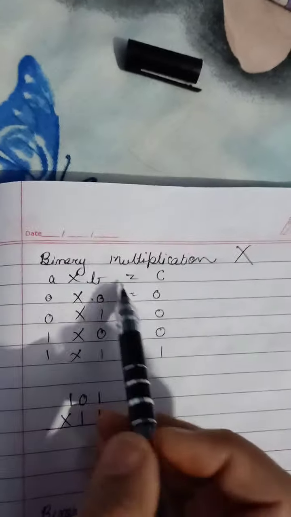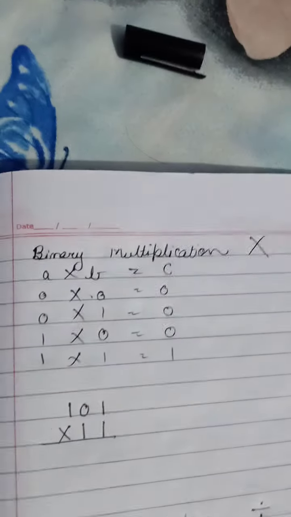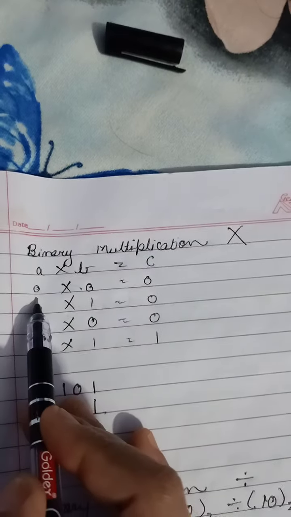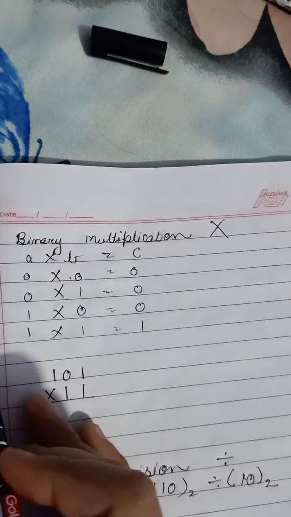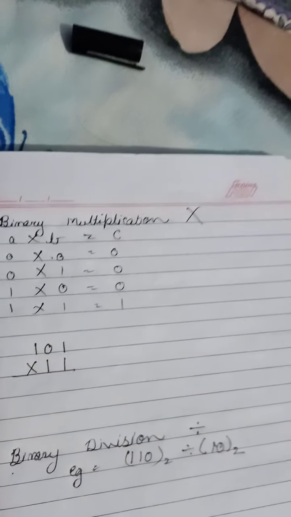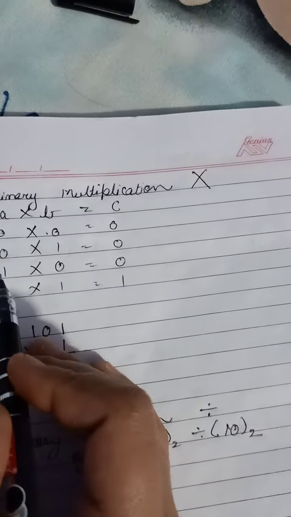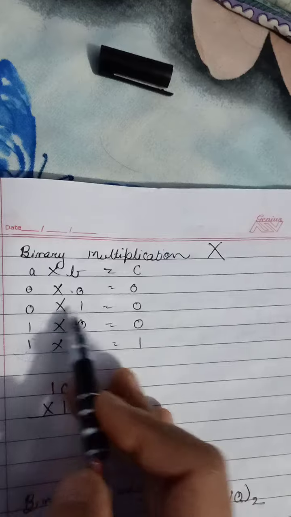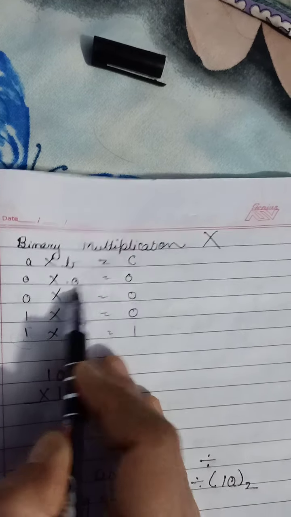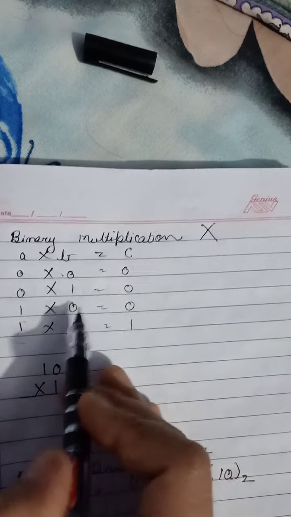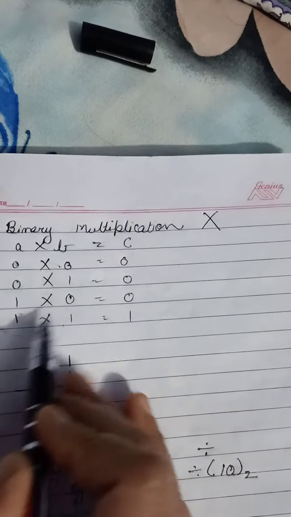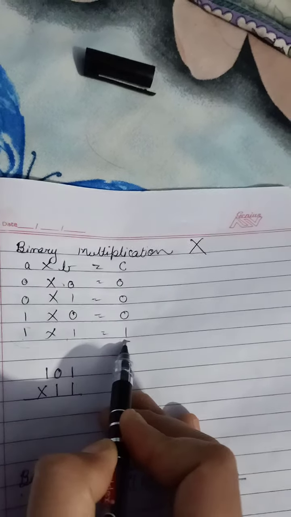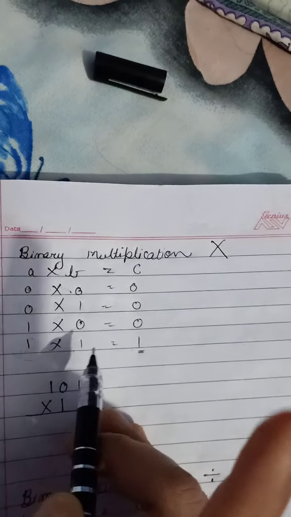Now we move to the binary multiplication. Again, two digits 0 and 1. Remember, binary multiplication is the simplest in comparison to addition and subtraction, because in this you have to learn only one condition: 1 multiply 1 will give you only 1, and the rest will give you 0. 0 multiply 0 is 0, 0 multiply 1 is 0, 1 multiply 0 is always 0, and 1 multiply 1 will give you only 1. So we get 1 only in the one condition.